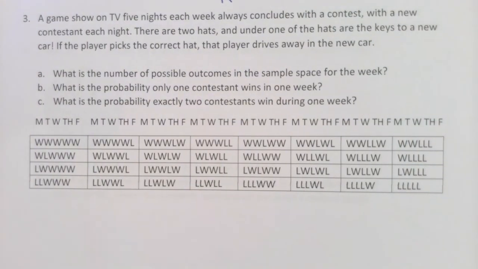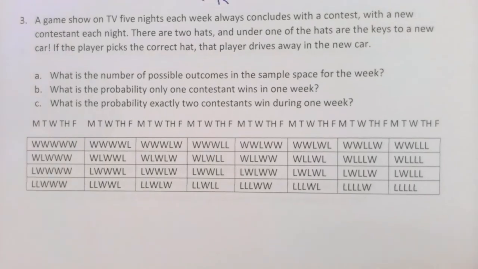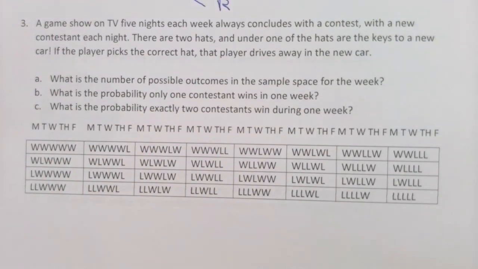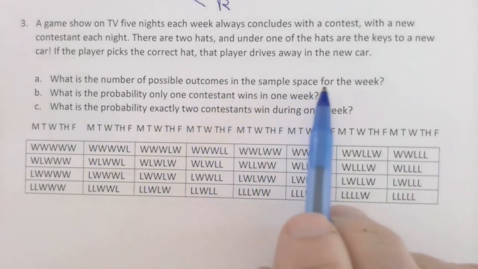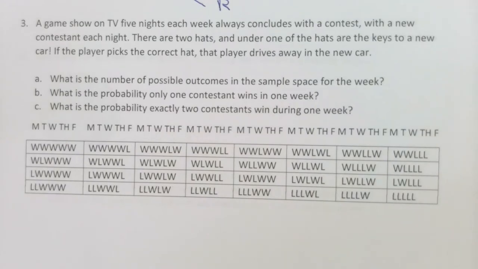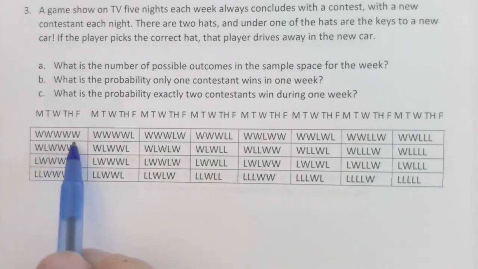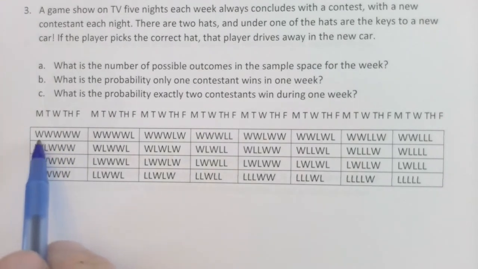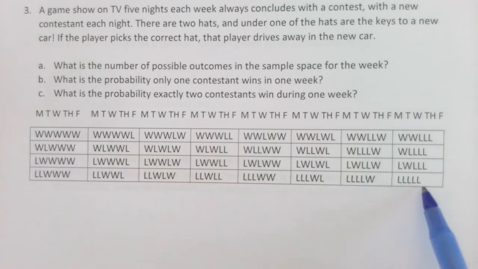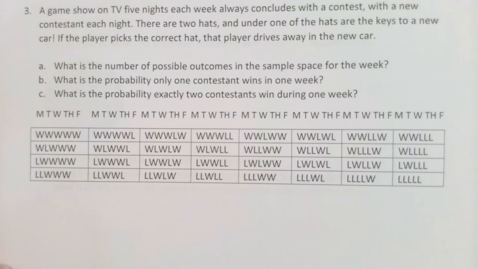But look, if you're lucky, you pick up the correct hat, you grab the keys, you drive away in a brand new car. All right, what's the number of possible outcomes in this sample space if we're going to play this game one night a week, all week long? On any given night, there's either a win or a loss. Now, I systematically mapped out every single possibility from the one person wins every night, to the one person loses every night, and everything in between. And if you have a systematic way of doing this, and I'll explain what my method was, you will count up that there's 32 different possible outcomes.